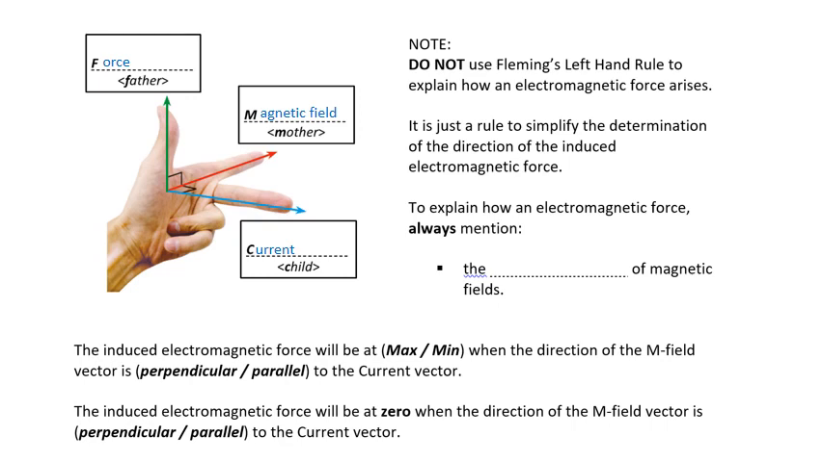One way to help you remember this is that our thumb is the father, index finger is mother, and the middle finger is our child. Okay, so father, mother, child: force, magnetic field, current.